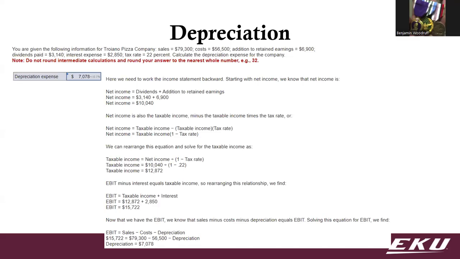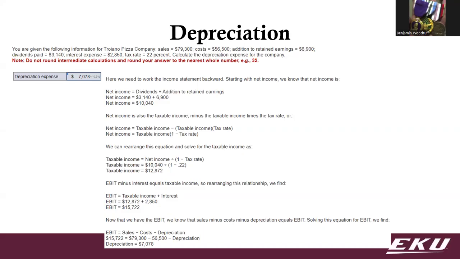Okay, and then this is calculating depreciation. So we are given the company's sales, the cost of generating those sales, the addition to retained earnings, and then the dividends paid. So we know those combined would give us net income. We're given the interest expense, and we're told what our tax rate is, right? And so what is our depreciation in this case?